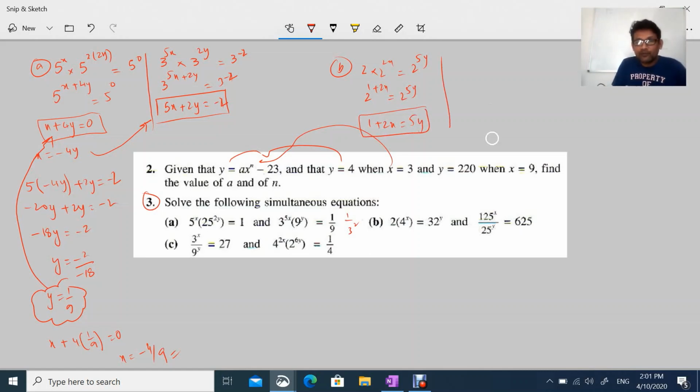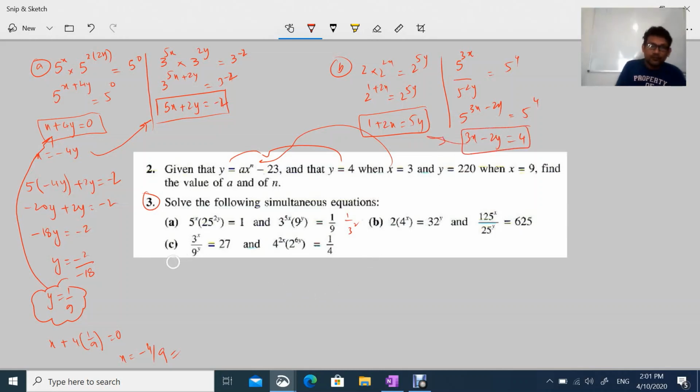Second equation from here, 25, you can make 5 power 3x, and this 5 power 2y is equal to 5 power 4, which is 625. So you can make 5 power 3x minus 2y is equal to 5 power 4, and then 3x minus 2y is equal to 4, and by using these two equations you can do the simultaneous equations. Okay, moving to C part.